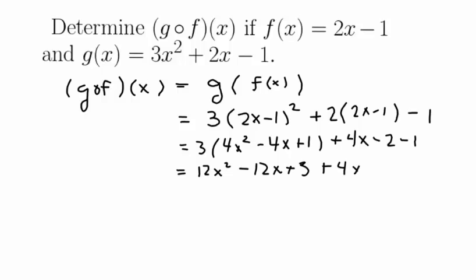And then we're going to need to collect our like terms. So it looks like we have only one x squared term, so we're going to be left with 12x squared. We have to collect our x's together, so we have negative 12 plus 4, that's negative 8 x's. And then we have a plus 3 and a minus 3, that's going to give us 0. So here is g composed with f: 12x squared minus 8x.